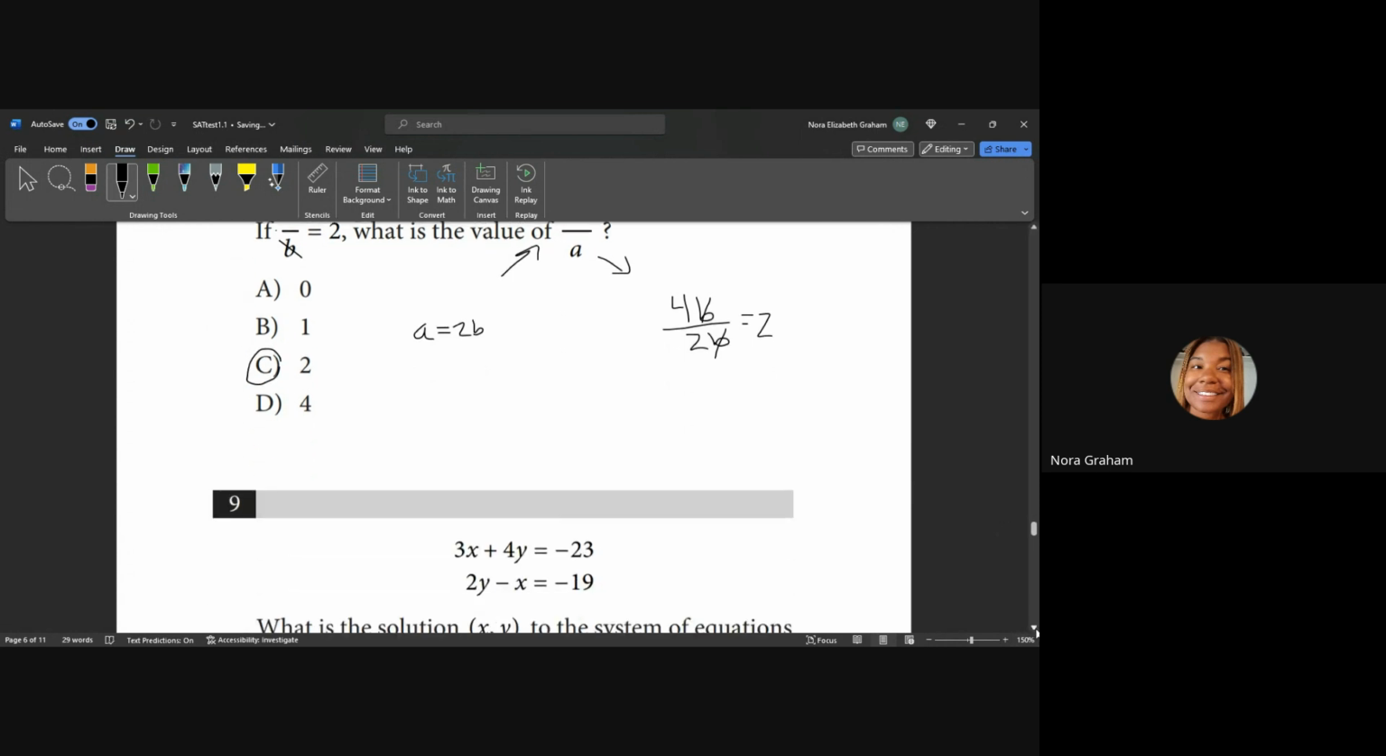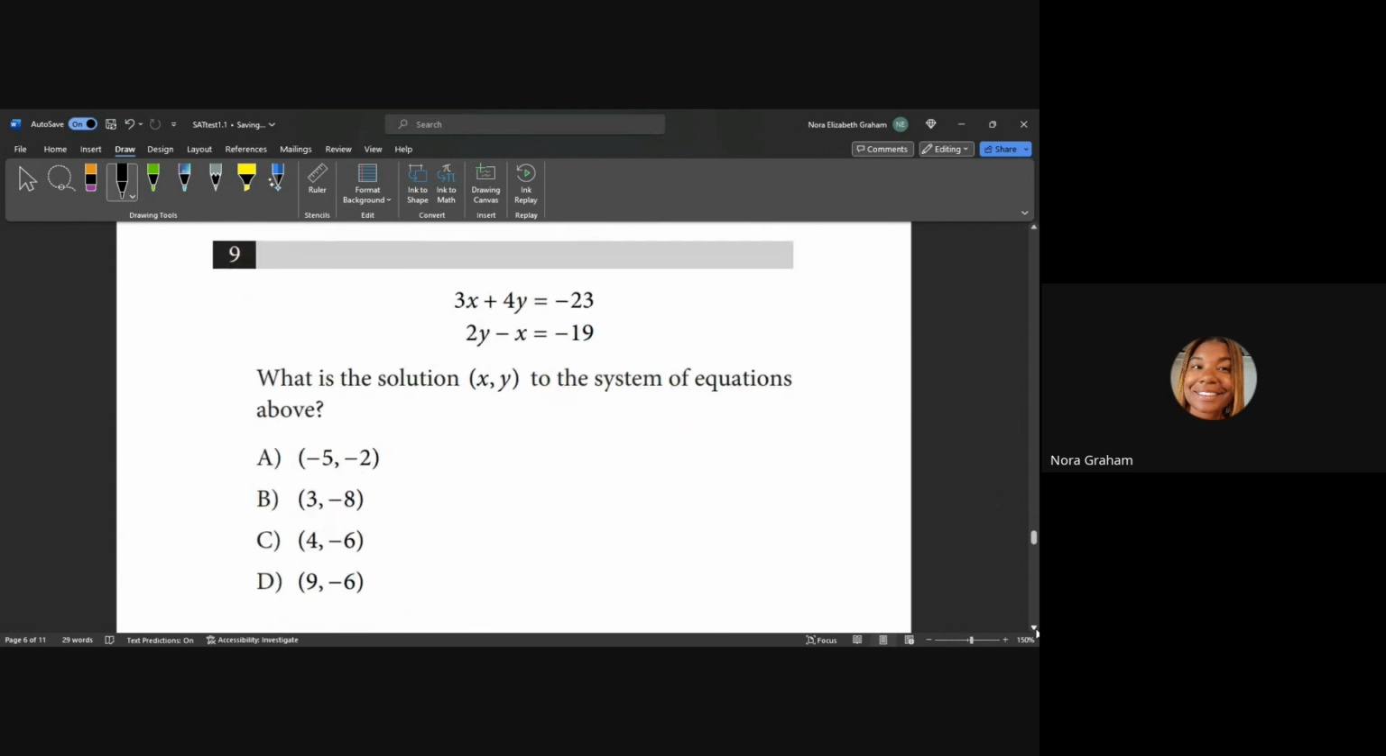Let's keep on going. Let's go to 9. What is the solution (x, y) to the system of equations above? I'm going to add a video on systems of equations, just in case you need to freshen up on them, because they will pop up on the SAT.